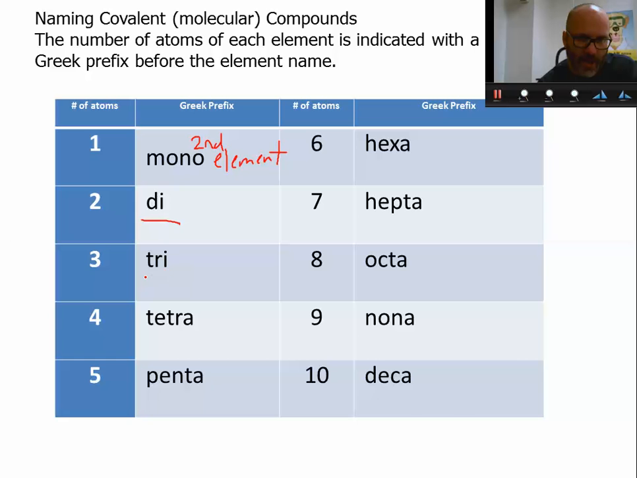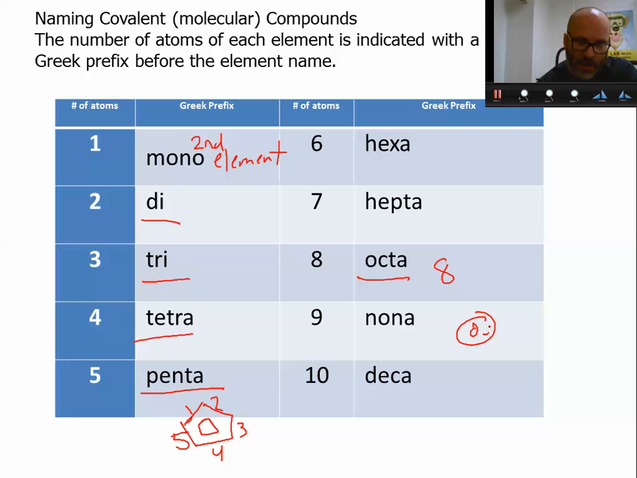2 is di, 3 is tri. Hopefully none of you are writing tricycles anymore. 4 is tetra, 5 is penta, like the pentagon has 5 sides. 6 is hexa, 7 is hepta, 8 is octa, like remember we talked about the octet rule. Octa means 8.